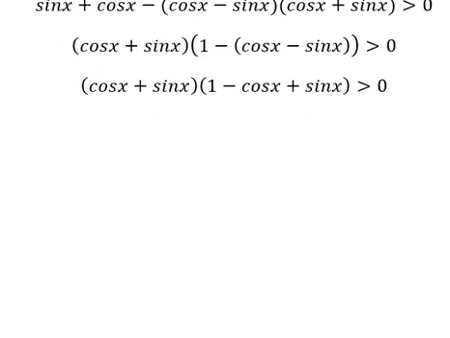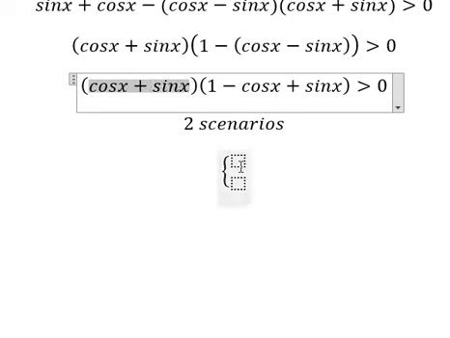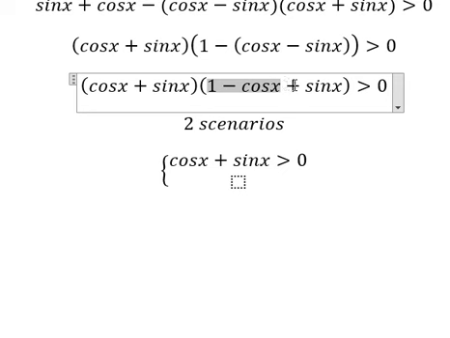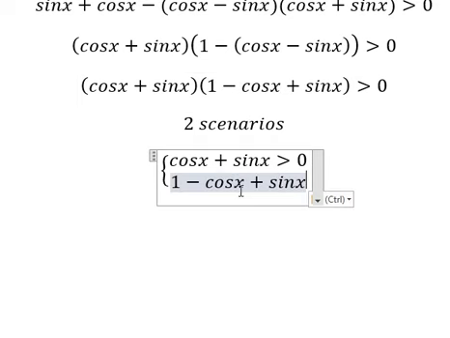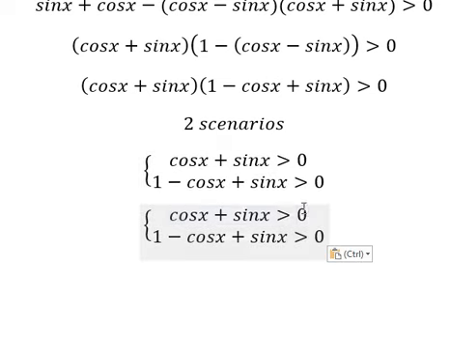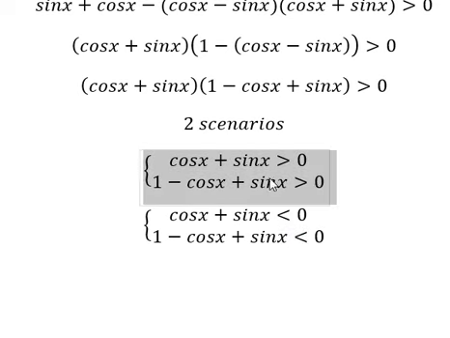So now, in this situation, we have two scenarios. The first one is that this one should be positive, and this one should be positive. And number two, both of them should be negative. Similar for this one. Now I will focus on the first one.